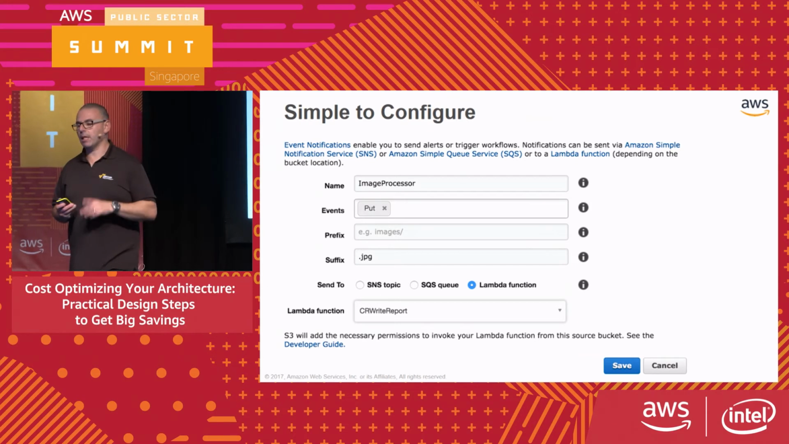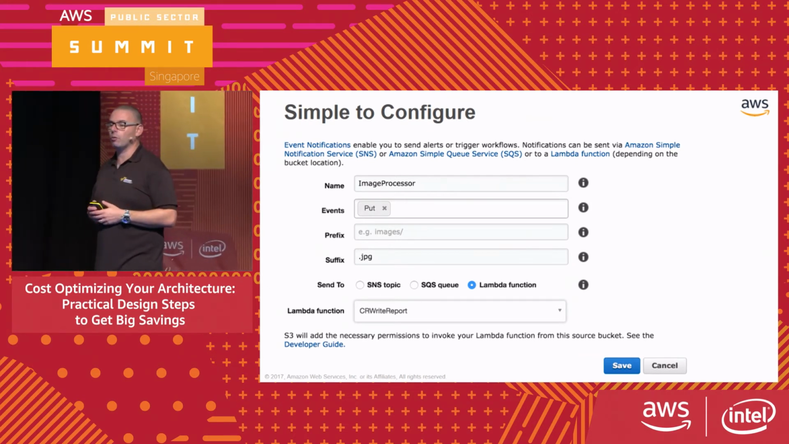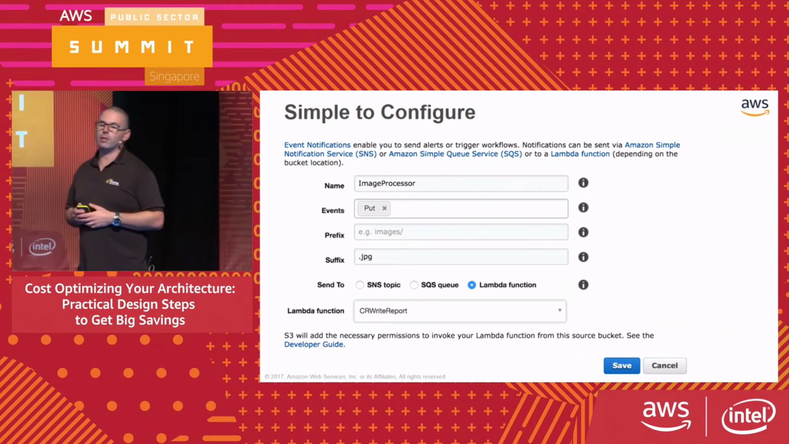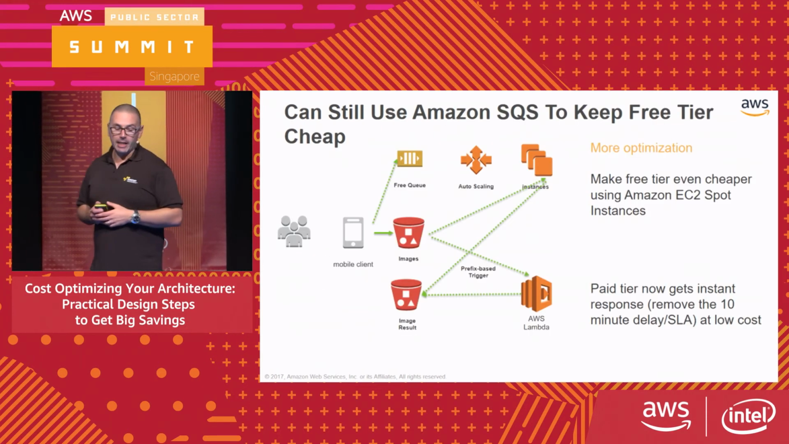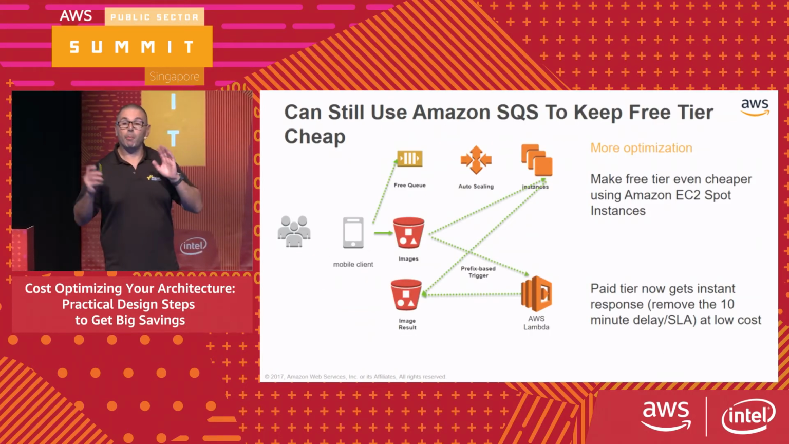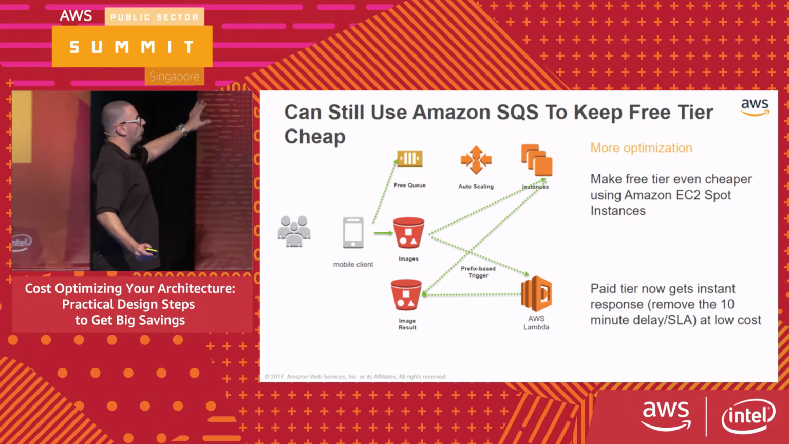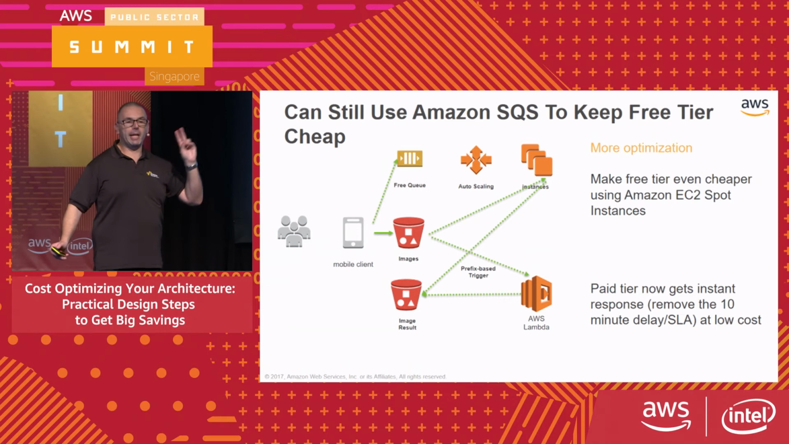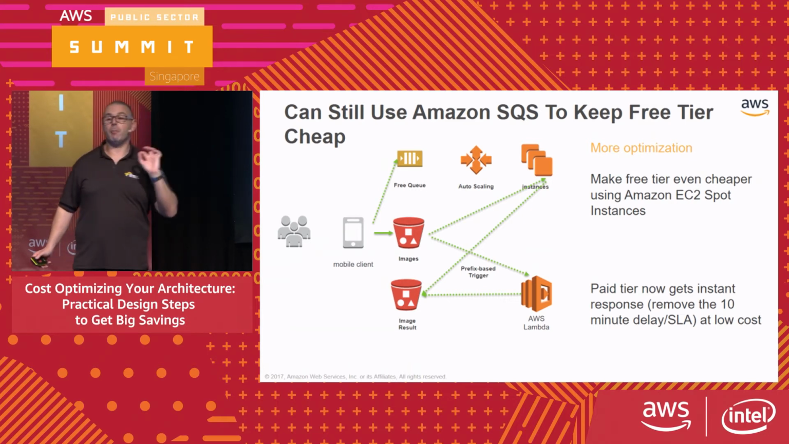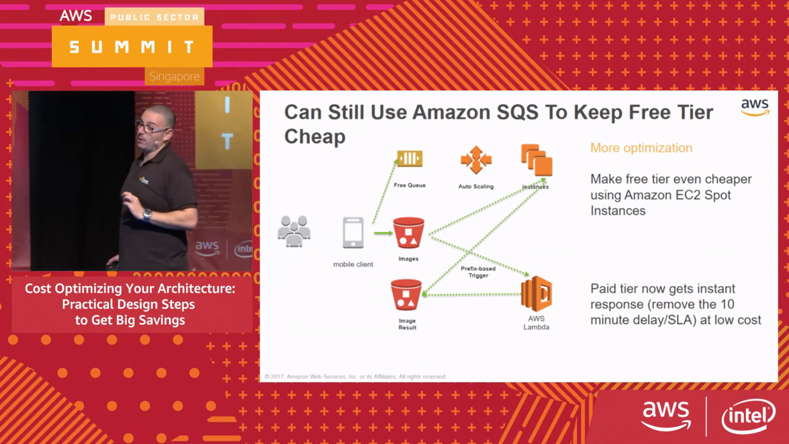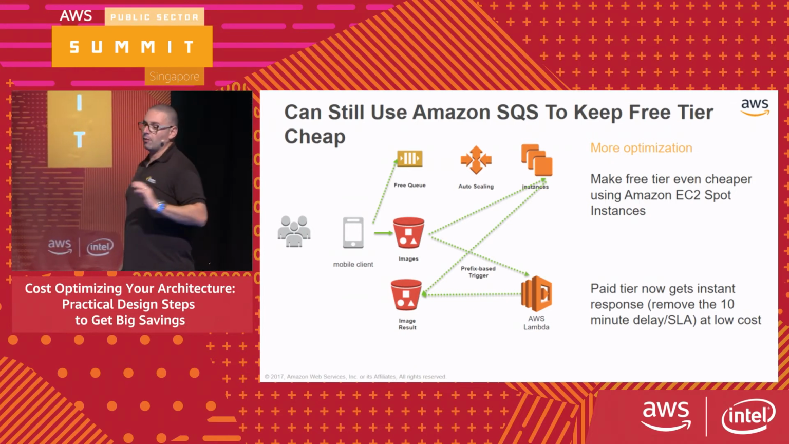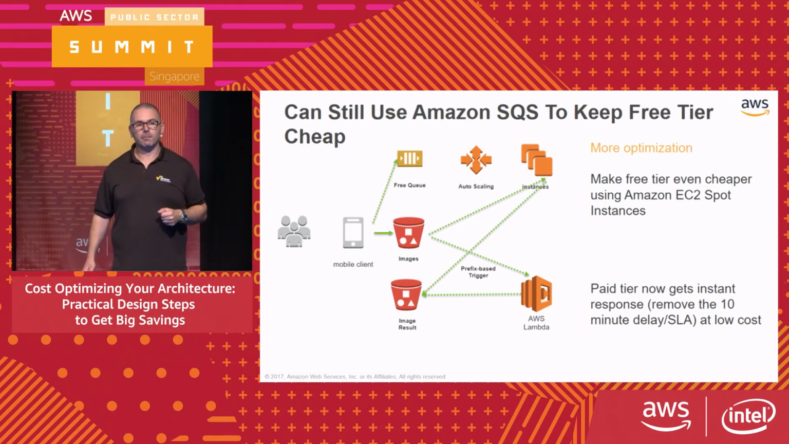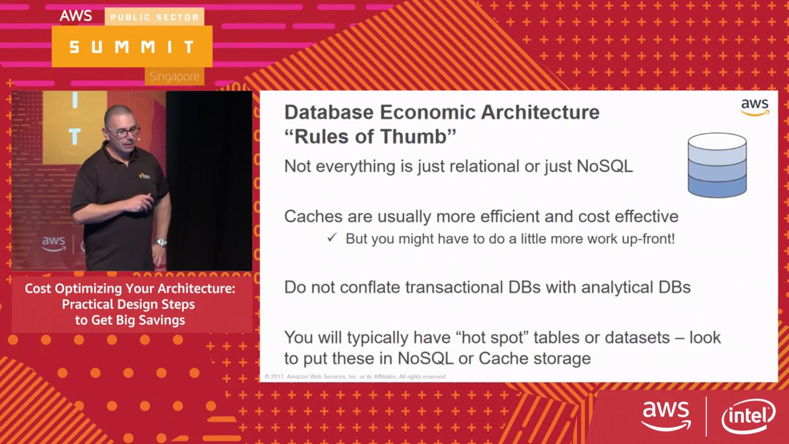Now you may say, but that transaction cost is still higher than your free tier was, or can't you use spot instances to make the free tier cheaper? And the answer is yes, you can. So you can combine both models. You can have a queue for the free tier going into a spot set of instances, and you can have Lambda being my paid tier, and I can eliminate my 10-minute SLA because I've got near real-time SLA now as well, haven't I? So I've improved everything in my architecture. What else? Databases.